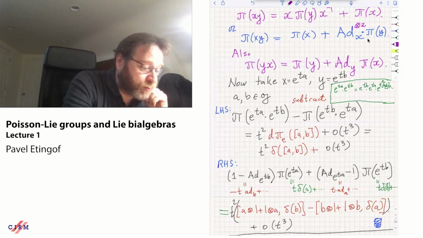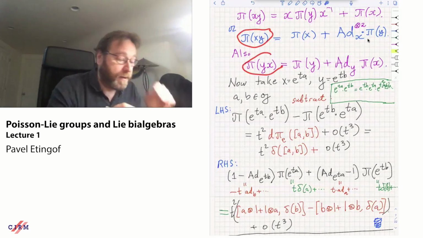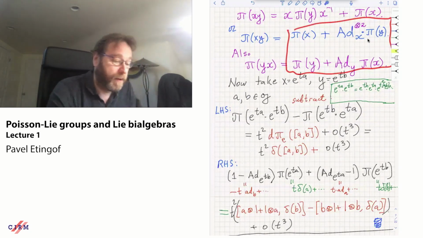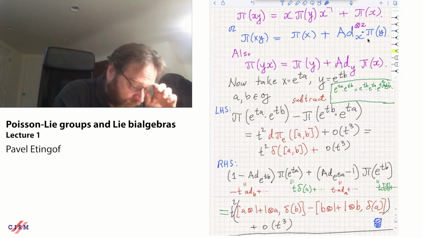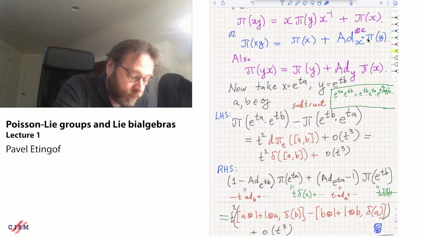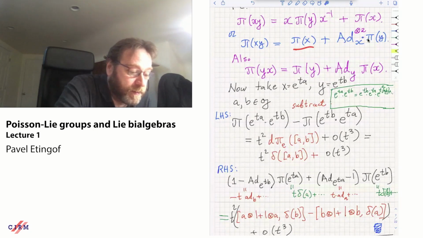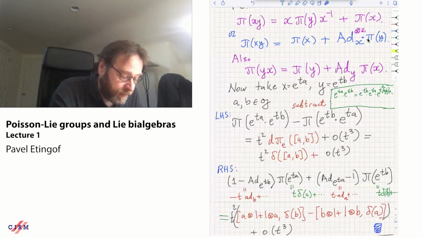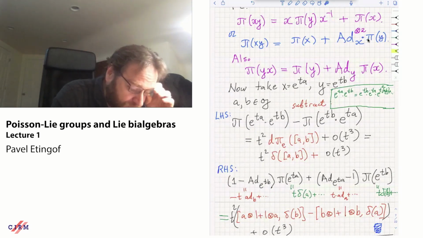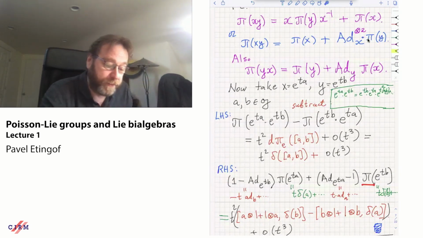This is if you subtract the left-hand sides of these two equations. But what happens if you subtract the right-hand sides? So these are the right-hand sides. For the right-hand side, with pi of x, which is pi of e to the ta, we will have pi of x minus adjoint of y times pi of x. So it's 1 minus adjoint of e to the tb times pi of e to the ta, and plus adjoint of e to the ta minus 1 times pi of e to the tb.